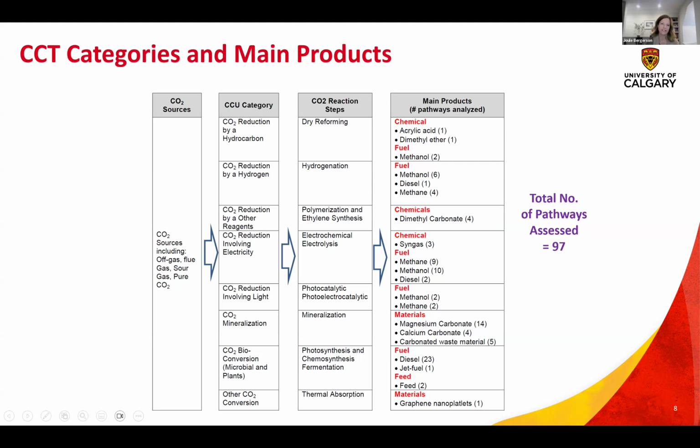The next set is the categories of the first reduction or conversion of CO2 in the first step, the CO2 reaction step, so what you're actually doing, the mechanism by which you're converting that CO2. And then on the far right are all of the different main products. We had data from different technology developers through this larger project, and we ended up with a combination of different steps in these processes that led us to 97 different pathways to assess within these categories.